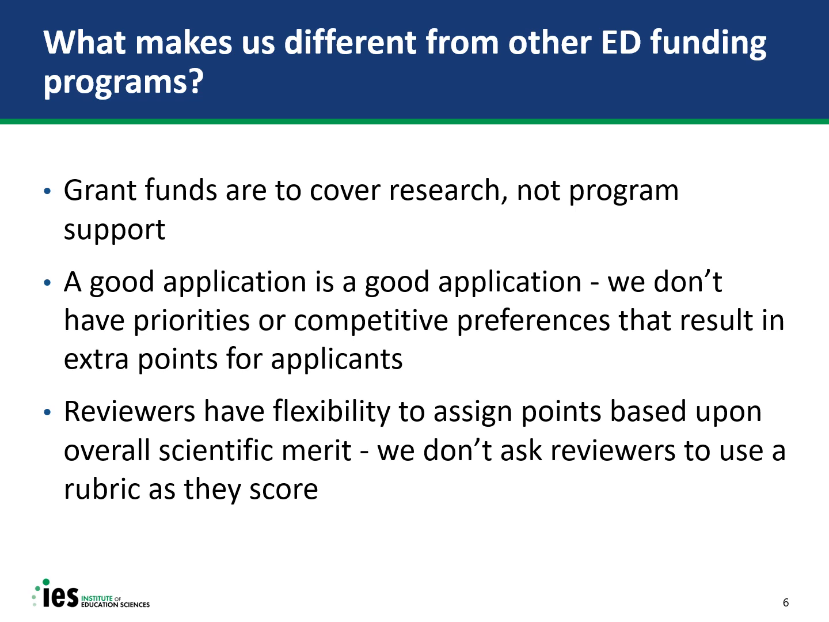A good application is a good application. We don't have priorities or competitive preferences that result in extra points for applicants. And reviewers have flexibility to assign points based upon overall scientific merit. We don't ask reviewers to use a rubric as they score. For example, other programs may assign a maximum number of points that you can obtain for your significance section. We allow reviewers flexibility to weight each section as they see fit on determining the overall scientific merit of your application.